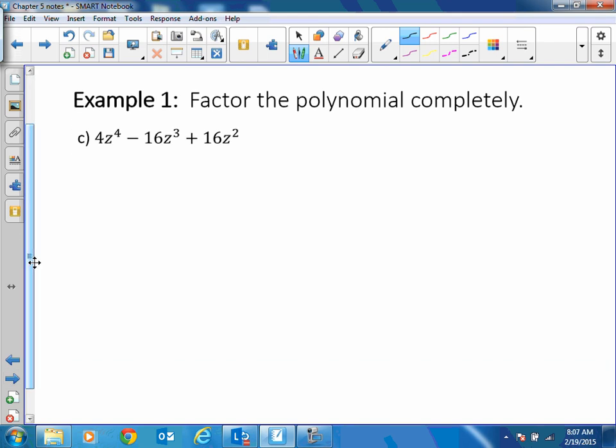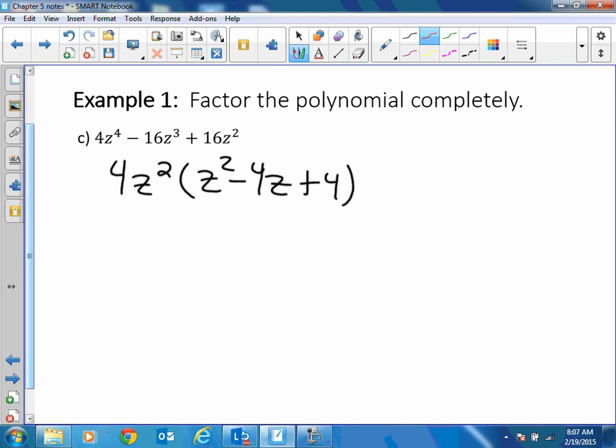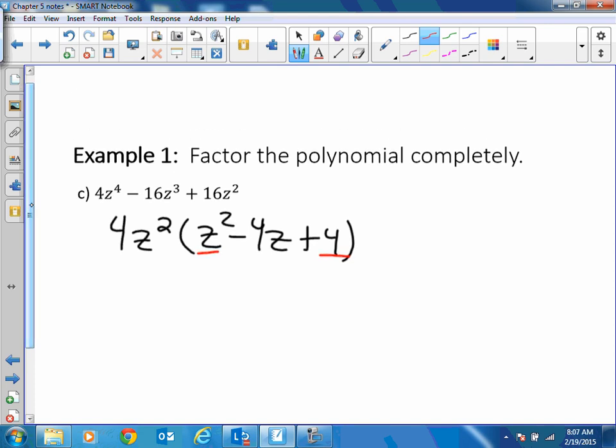Again, the first thing you always do is look for the greatest common factor and factor it out. In this case, it would be 4z squared. We take out 4z squared, and you're left with z squared minus 4z plus 4. Now you can factor this the normal way, taking factors of 4 that add to negative 4. But if we recognize, from when we did completing the square, that the first term is a perfect square, the last term is a perfect square, and the middle term works out, then it's a perfect square trinomial. The formula is a squared minus 2ab plus b squared can be factored into (a minus b) squared.